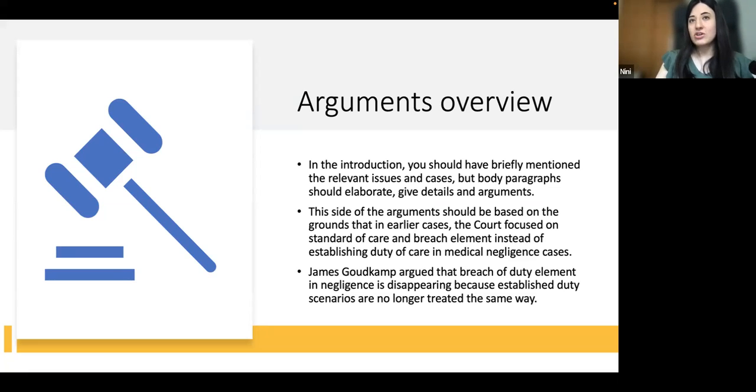James Goudkamp is a good article. He wrote a peer-reviewed journal article about duty element being a disappearing element in negligence because established duty scenarios are no longer treated that way. I believe that you should have a look at his article and mention his commentary, his critical analysis to make arguments for and against this topic.